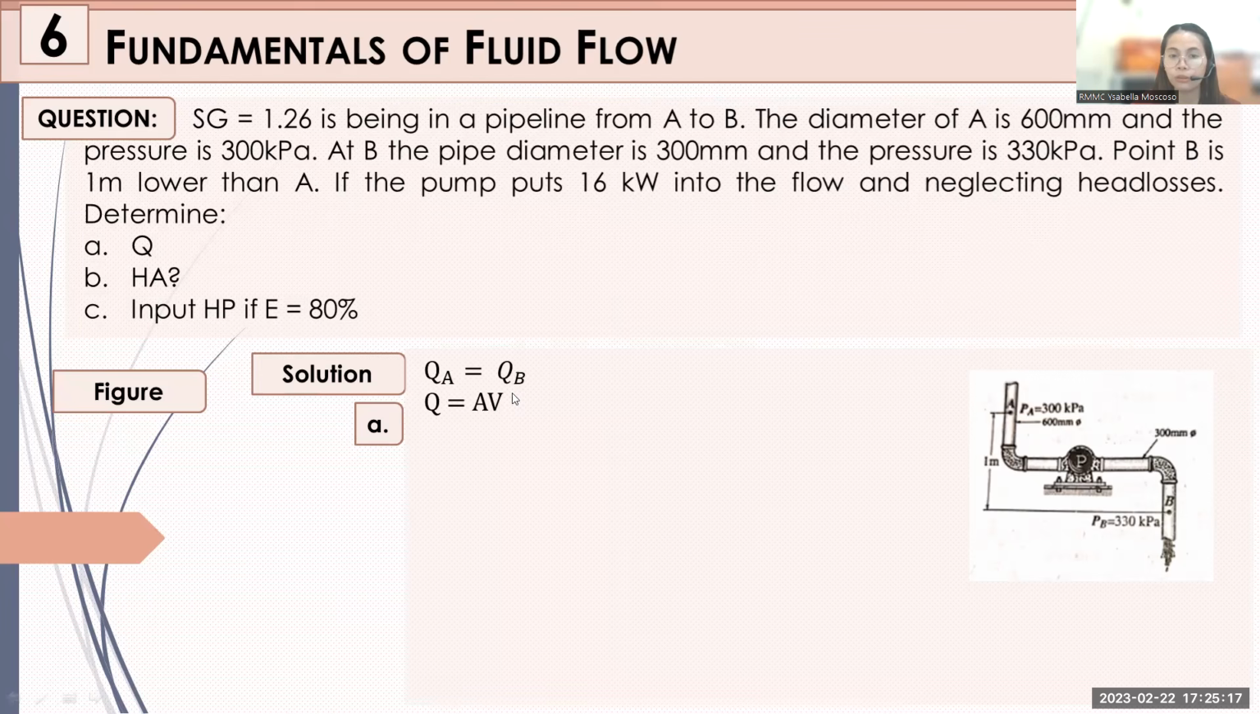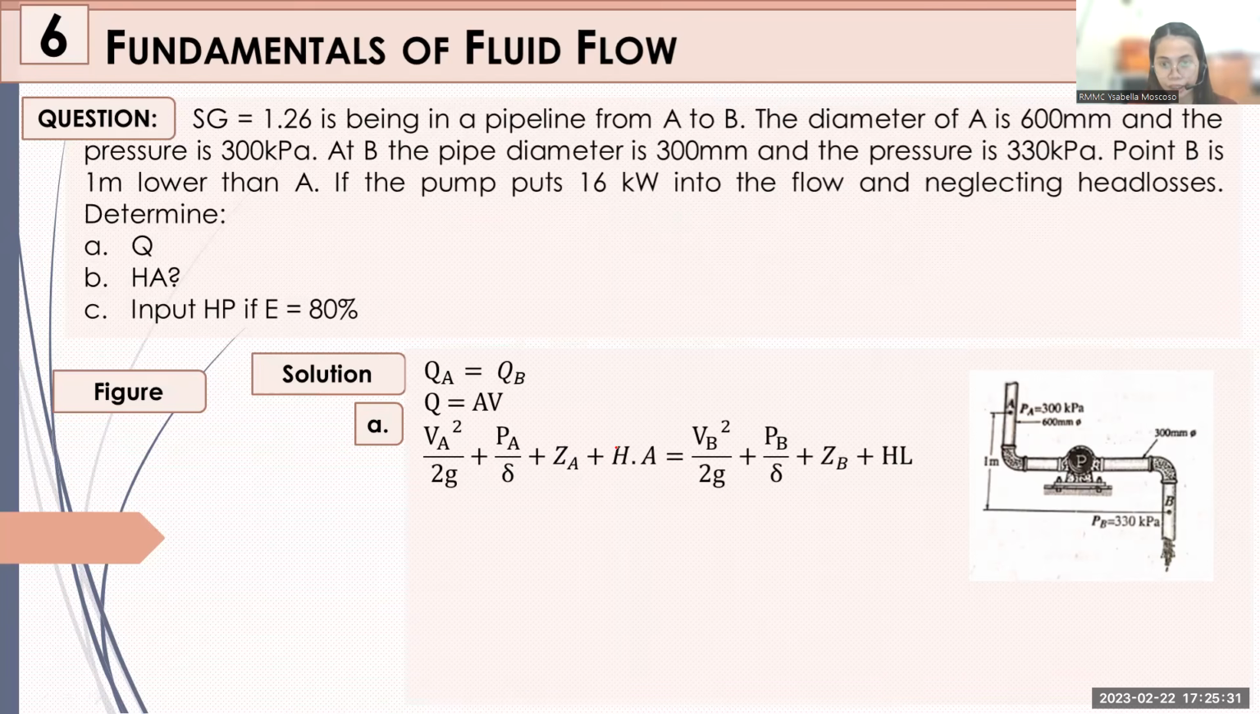Due to continuity of flow, let us say QA is equal to QB. Okay, so you have your Bernoulli equation. You have HA here. HA is the head added because of the pump. Let us have here for your A, since the diameter is 600, so that is 0.6 squared. So in terms of velocity, because velocity is what is in our energy equation, that would be 3.352 squared.